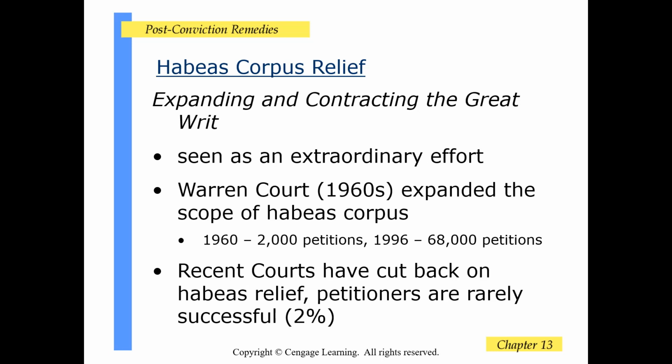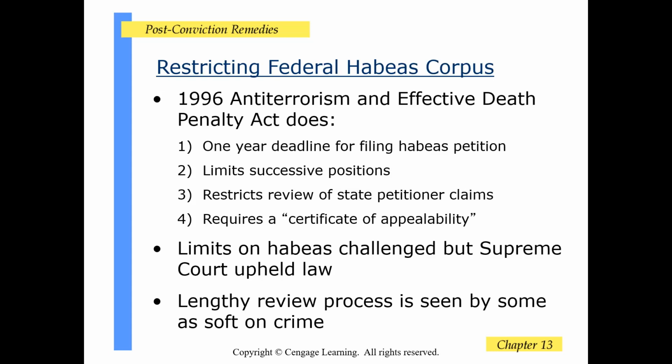The Warren Court in the 1960s expanded the scope of habeas corpus, and so we saw from 1960 to 1996 an incredible increase of habeas corpus petitions. Recent courts, however, have cut back on habeas relief. Petitioners are rarely successful, only perhaps 2% of the time habeas corpus relief is granted, and 98% of the time it's denied.